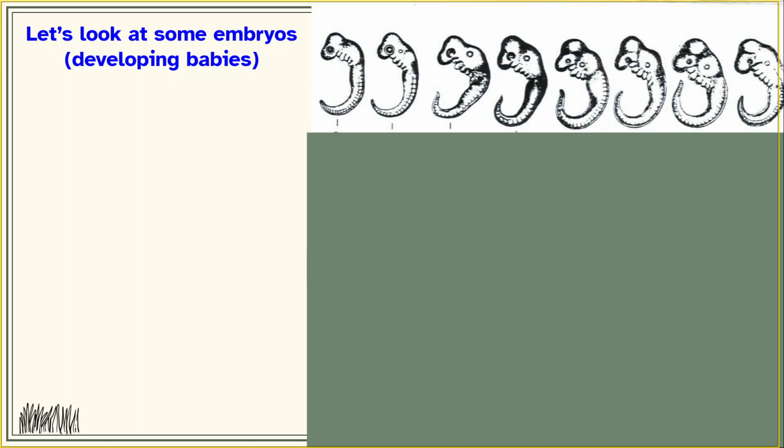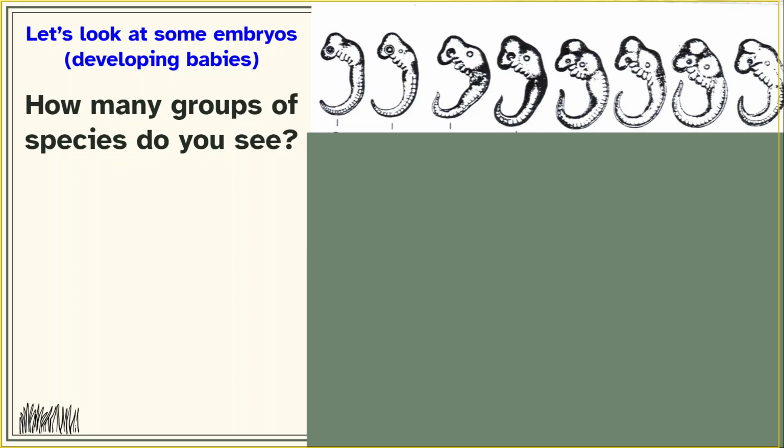But let's look at those embryos again. This is a bunch of different species of animals. If we look at those embryos right when they start, they look really, really similar. You can barely tell there's a difference amongst them. Now, how many groups of species do you think you see here? Pause, think, how many groups of species do you think there are?